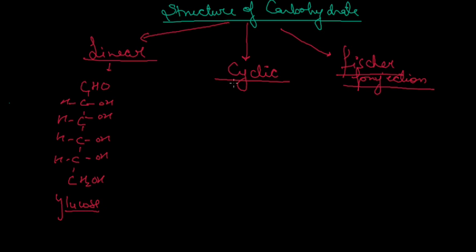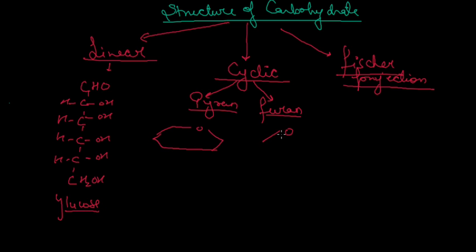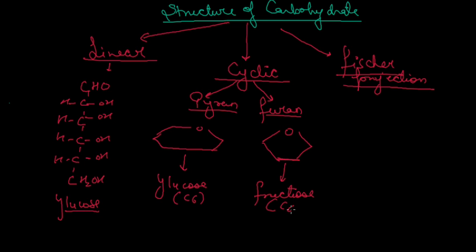The cyclic structure is a ring structure, which is further divided into two parts, that is a pyran ring and a furan ring structure. The pyran ring structure is somewhat like this, and the furan ring structure is like this. The pyran ring structure is present in glucose and the furan ring structure is present in fructose, as they are both 6 carbon units, but the difference is in their structure.